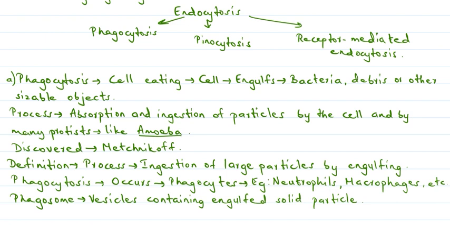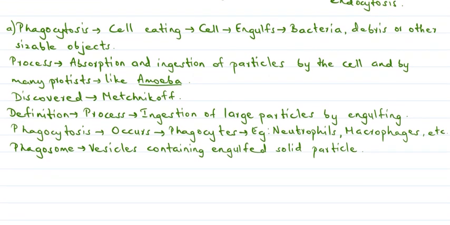One or more lysosomes fuse with the phagosome to form a food vacuole. The digested material then diffuses out of the vacuole, and the food vacuole is left with indigestible materials, and these form a residual vacuole. The contents of the residual vacuole are thrown out through the process of exocytosis. So this was all about phagocytosis.